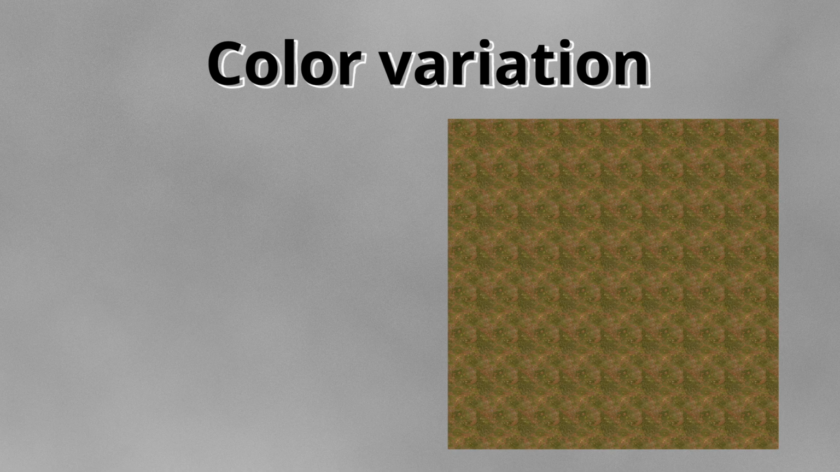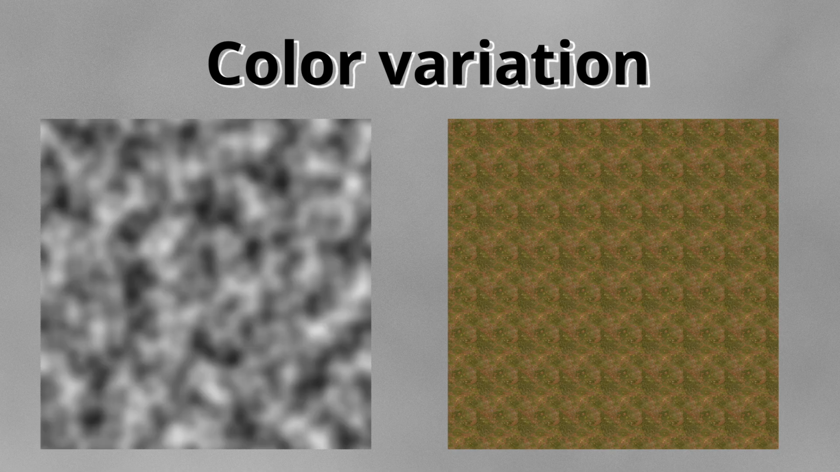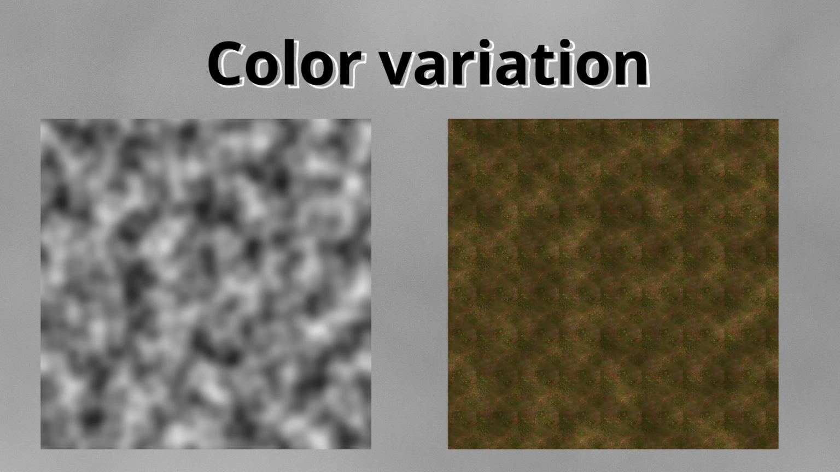Next method is any type of color variation. This is also a very cheap method. So what do I mean by color variation? This is my tiled terrain and I have a noise texture. I just make my terrain albedo texture darker or lighter based on this noise texture. This also helps to break the tiling of the terrain. In this method, you are not limited to making the terrain darker or lighter. You can also change the hue or saturation of the terrain.